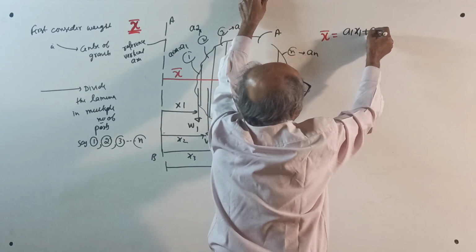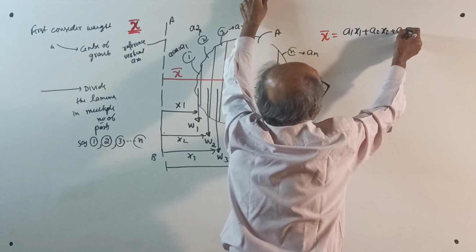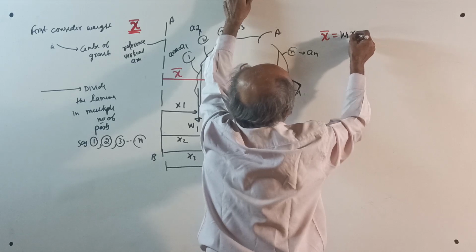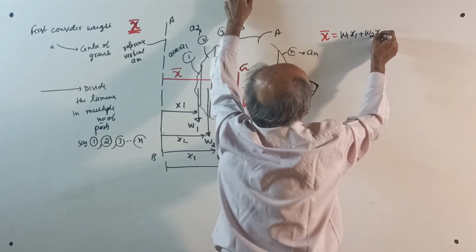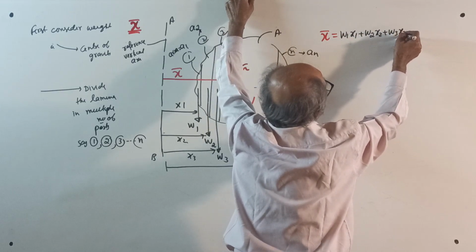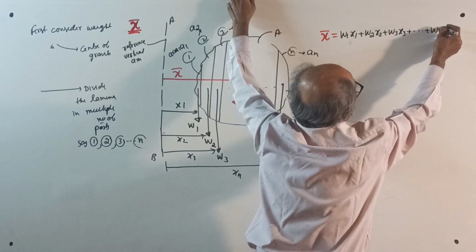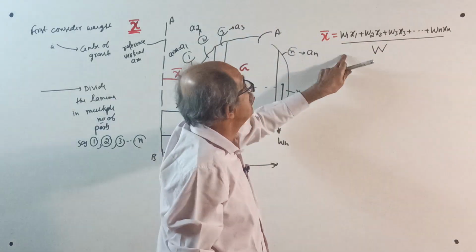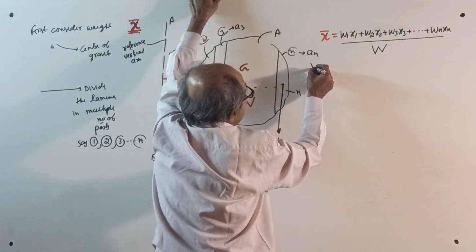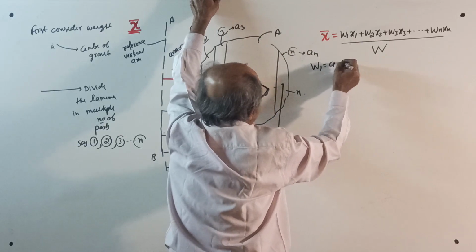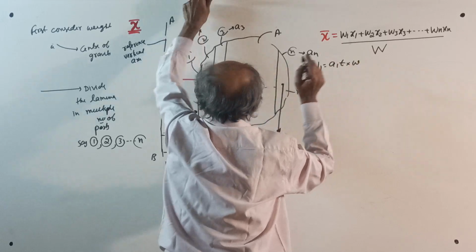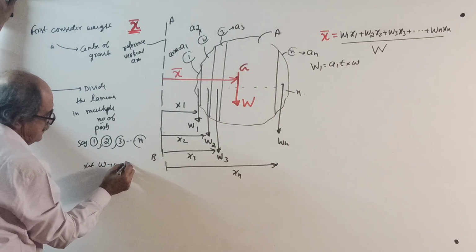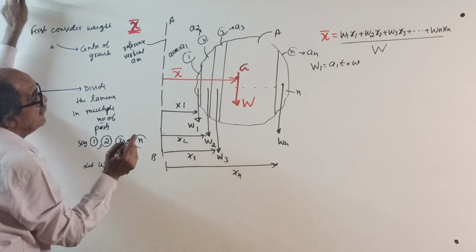Then we know that x bar equals W1 x1 plus W2 x2 plus W3 x3, etc., up to Wn xn, divided by total weight W, which is W1 plus W2, etc. Now substitute: W1 equals A1 into T, which is the volume, into W, the weight density. Let W be weight density.